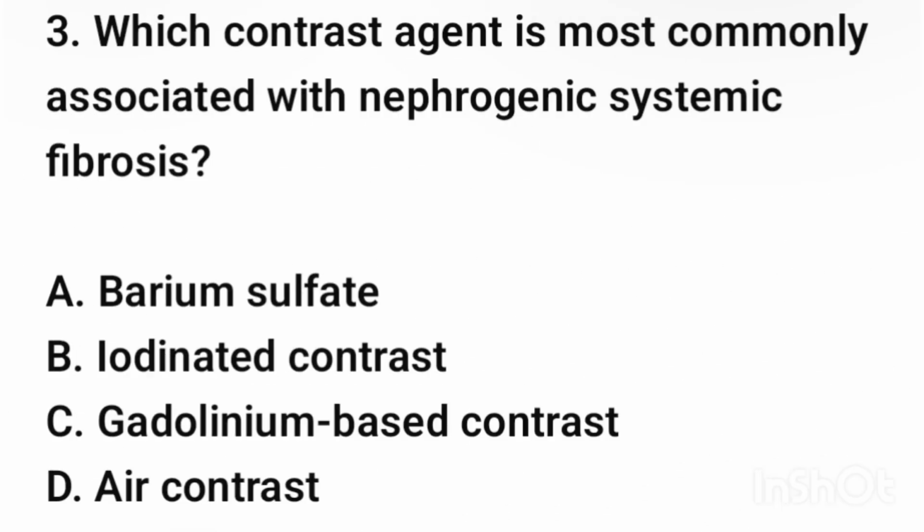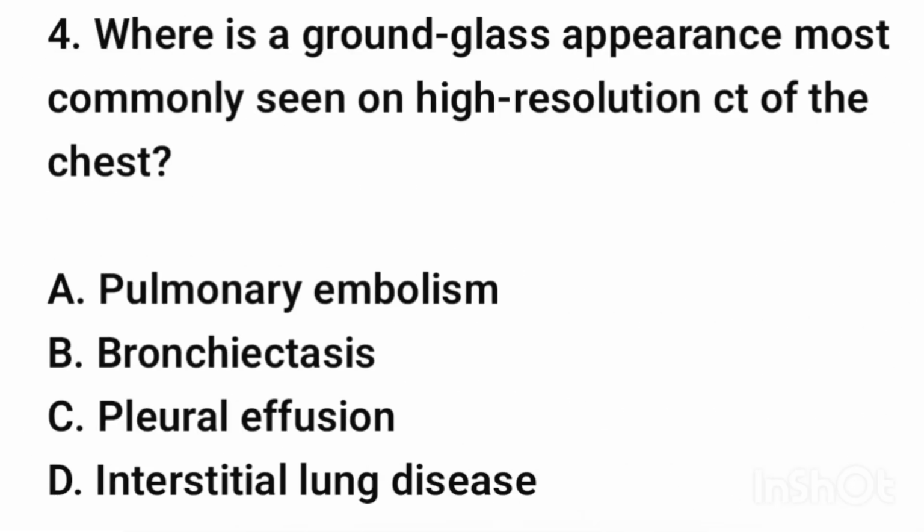Question number 3. Which contrast agent is most commonly associated with nephrogenic systemic fibrosis? The correct answer is option C, gadolinium-based contrast. Question number 4. Where is a ground glass appearance most commonly seen on high-resolution CT of the chest? The correct answer is option D, interstitial lung disease.